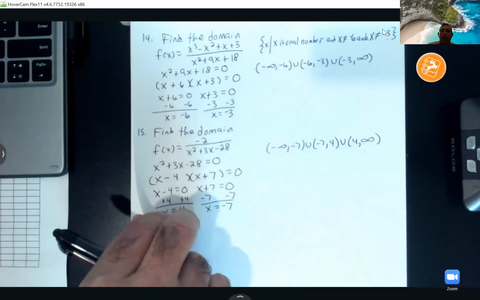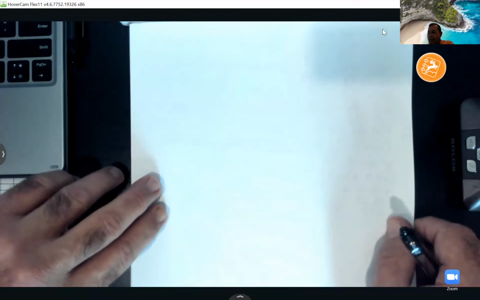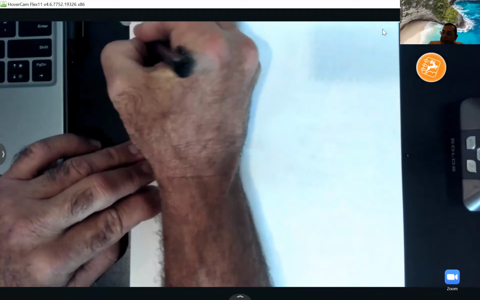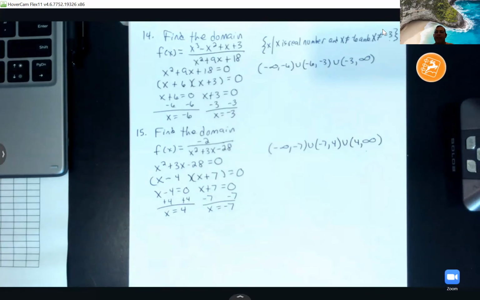All right, I'm going to turn over. We're going to start getting into the asymptotes now. So let's see, this is 16. Hey, I didn't get a chance to write that down. My bad. Okay, I got you back. Just tell me when you're ready.